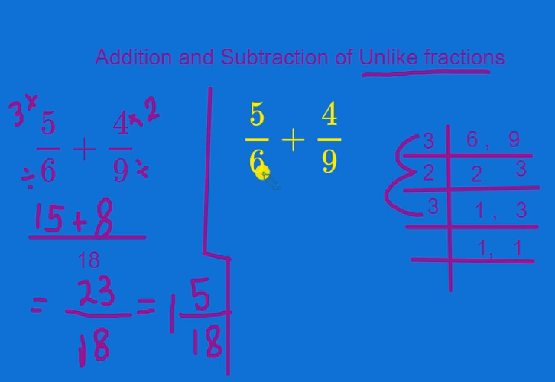For this method, we simply multiply the denominator with the denominator of the other fraction. Now this is 6 while the denominator over here is 9. So we will multiply 6 by 9 and 9 by 6. This is known as the crisscross method.